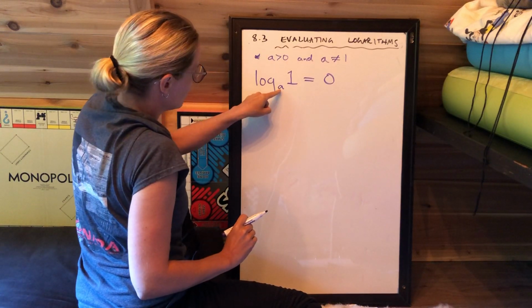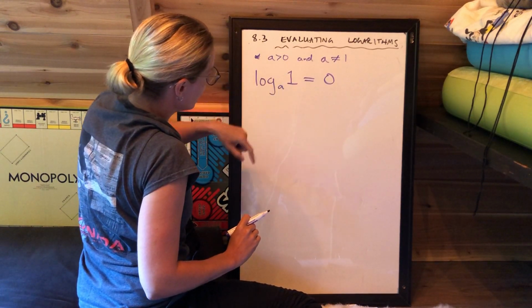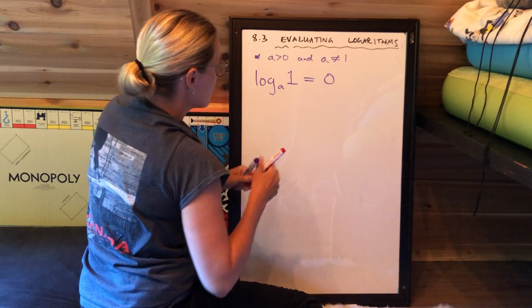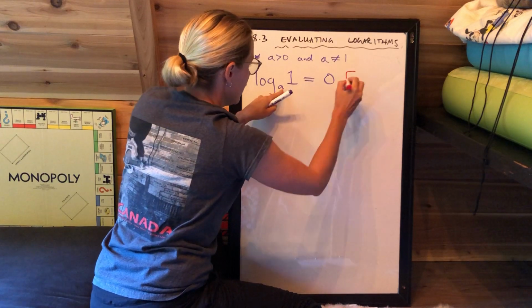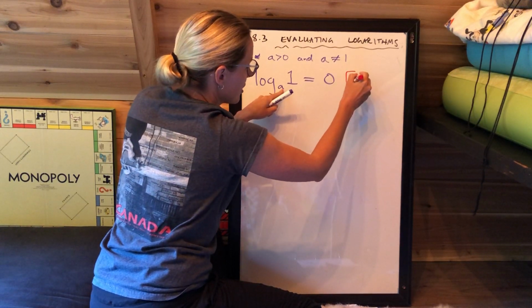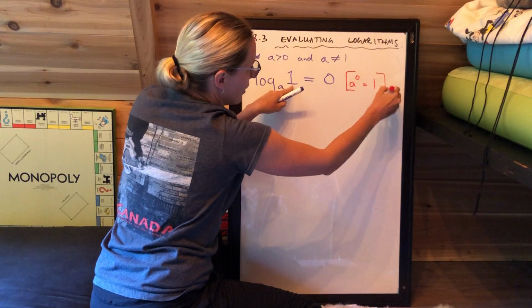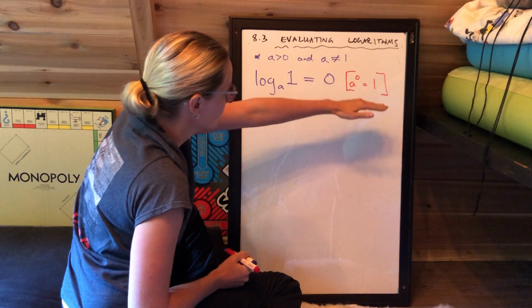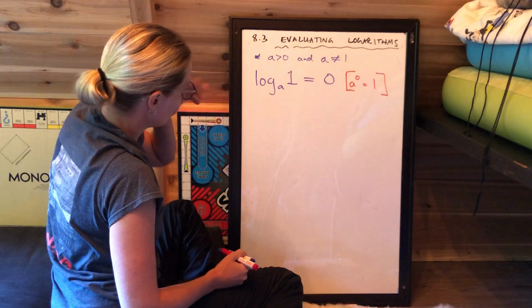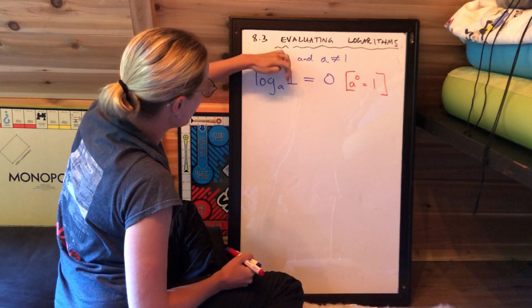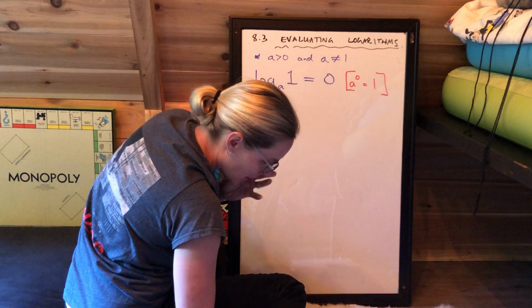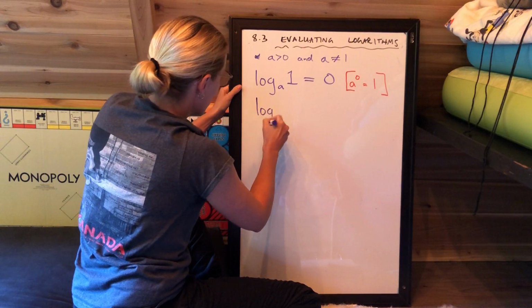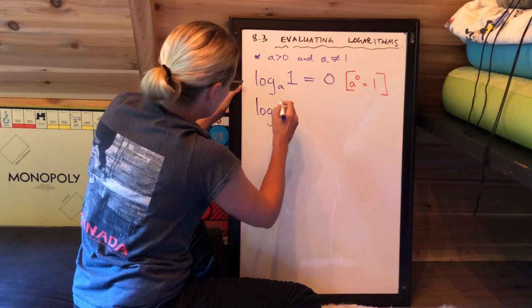Any base you have, if you're doing log of 1, is going to have an answer of 0. And think about why. Because we know a, doesn't matter what a is, to the exponent 0 is going to be equal to 1. That's why that law works. So that's just the inverse law of our 0 exponent law. Okay? So anytime you're doing logarithm of 1, doesn't matter what the base is, the answer is going to be 0.